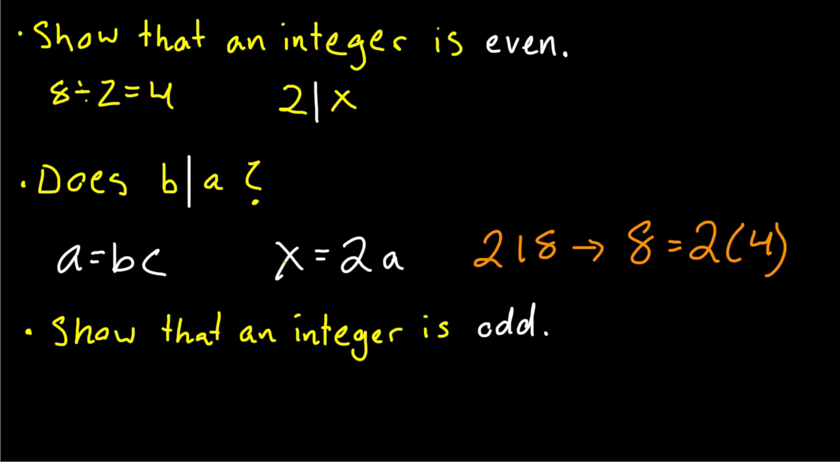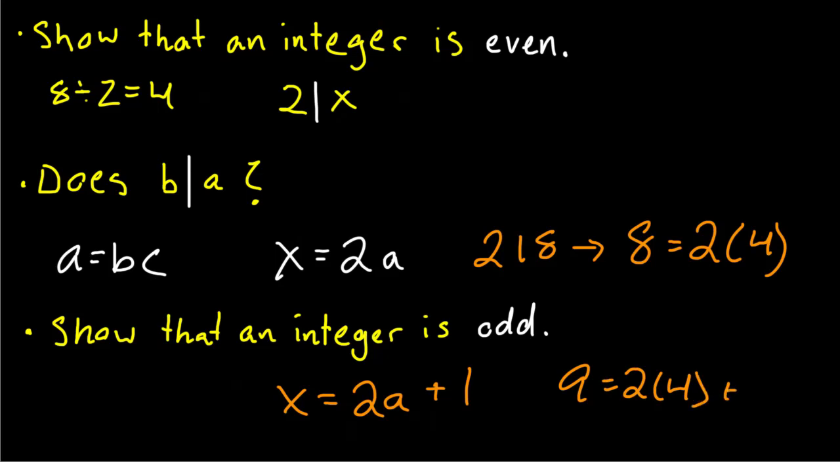Now, we've done even numbers. I think the next obvious question would be, how do we show that an integer is odd? Our definition for an odd number is going to be similar to our definition of an even number. We'll say that some integer x is odd, given x is equal to 2 times an integer a plus 1. And again, this makes sense. Think for a second. What if we had the odd number 9? Well, we can say that 9 is equal to 2 times 4 plus 1. And you can do this with any odd number you think of.